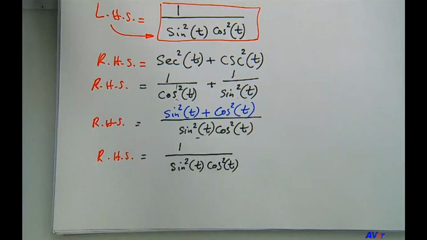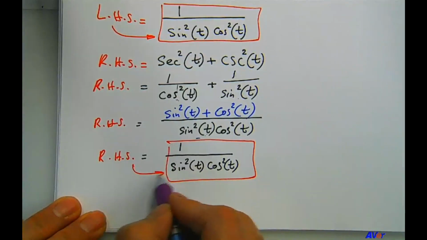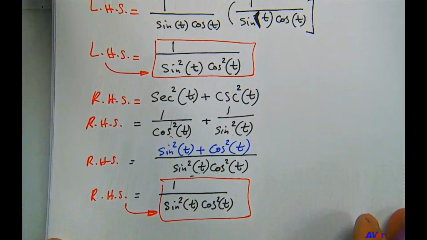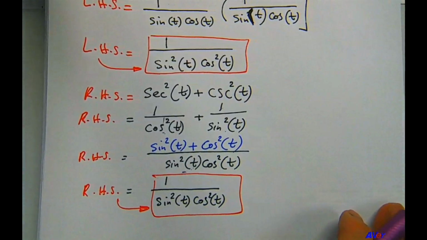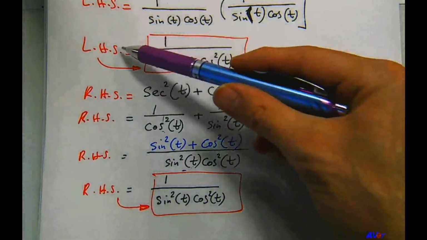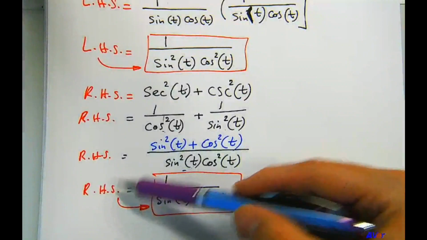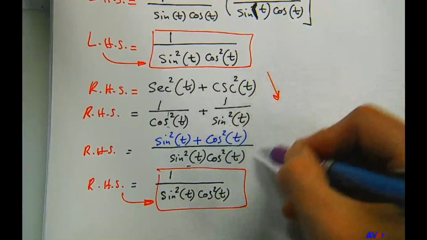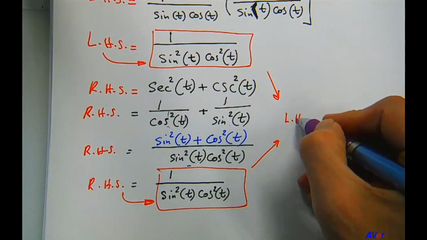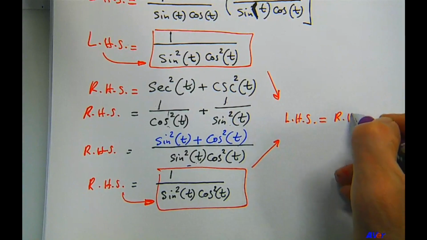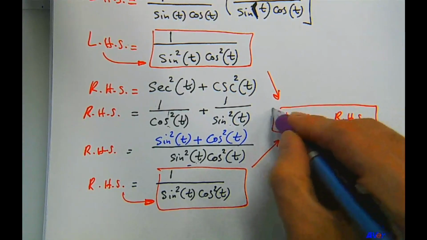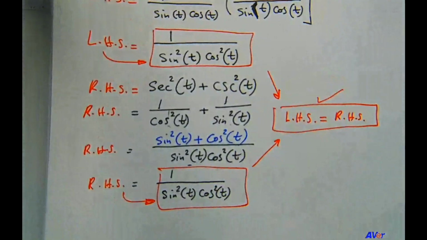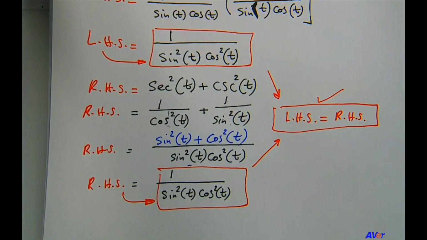Now we have simplified the right-hand side as far as it can go. Compare, if you would, the left-hand side with the right-hand side. They're equal, right? So the left-hand side is equal to the right-hand side. So we have verified that the equation is true. Okay. Let's do another example.